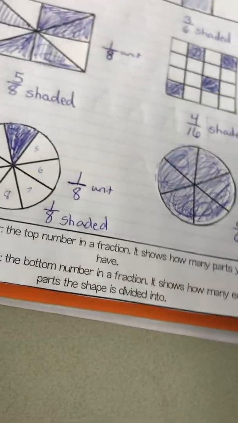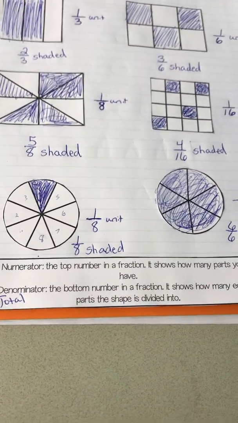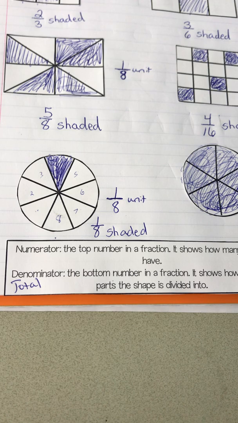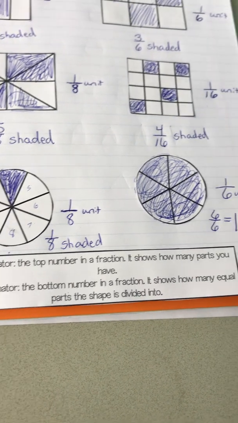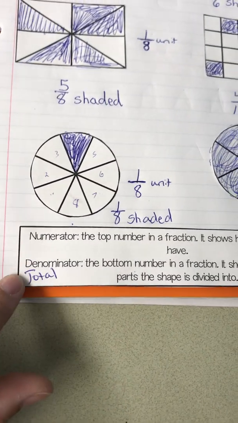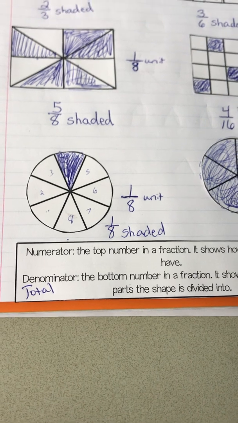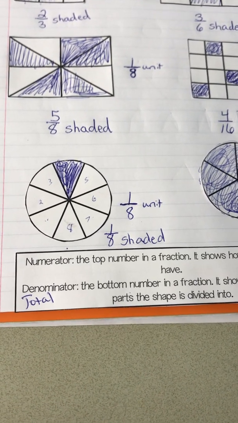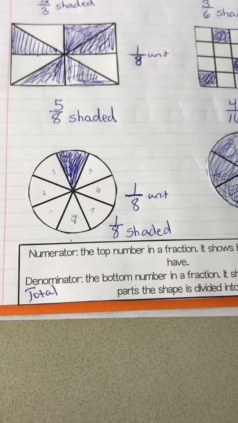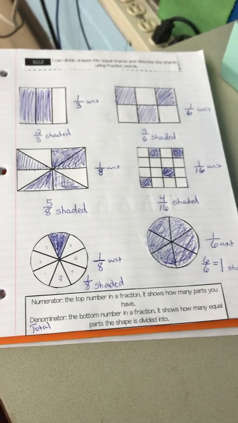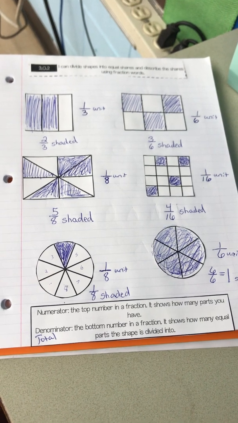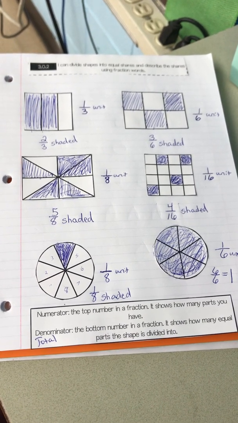Remember, your numerator is always the top number in a fraction. It shows how many parts you have. Your denominator is always the bottom number in a fraction, and it shows how many equal parts the shape is divided into. And I want you to write the word total under denominator. We talked today about how to get that bottom number, your denominator: you count every single piece. That is your total amount. One more time, this page will look like this. You can rewatch it as many times as you need to. Pause it as needed so that you can shade in and get all of your fractions written.